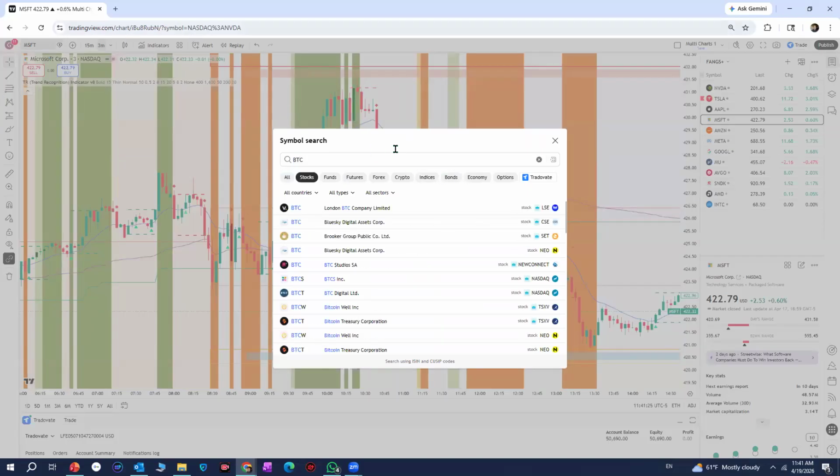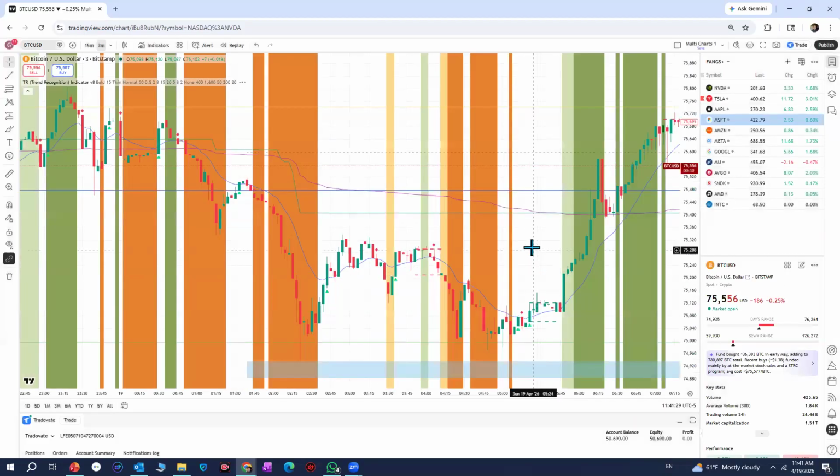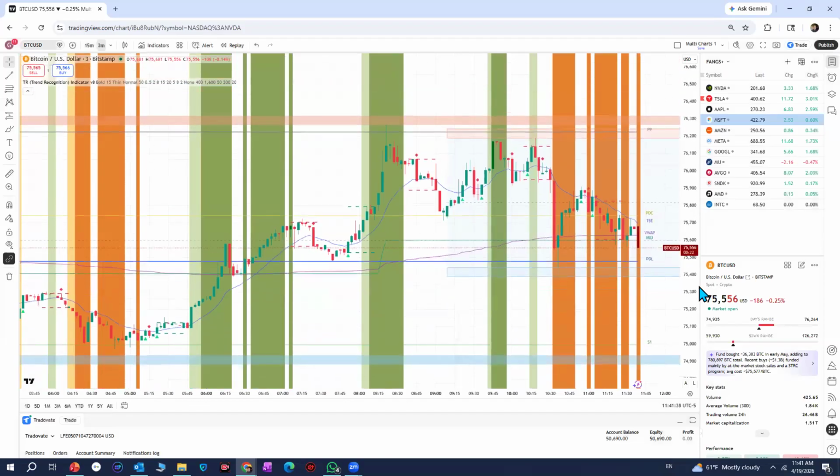Let's see Bitcoin. Go to crypto, Bitcoin US dollar right here. And we are on a 3 minute time frame. So let's go to today's chart. This is today's chart, because crypto is being traded right now as we are speaking, 11:45 my time, 11:40, whatever.